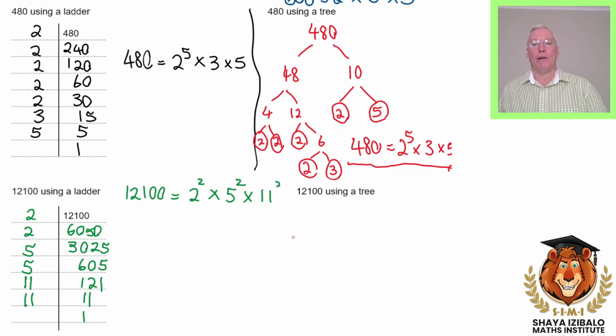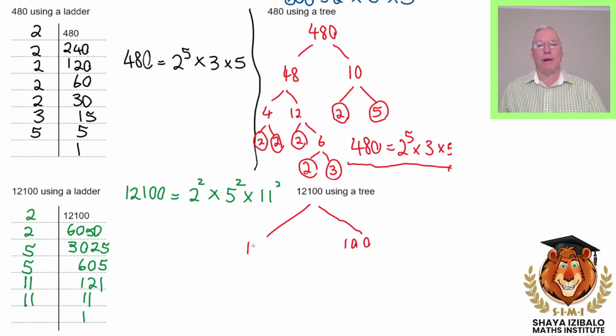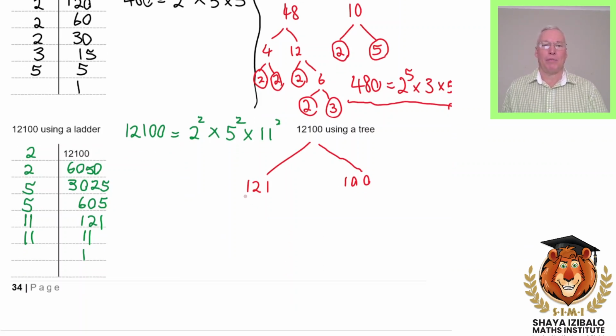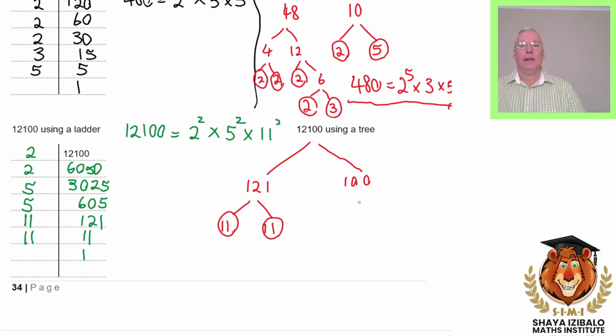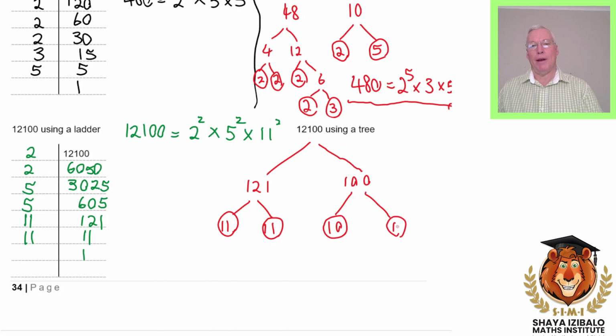I'm going to show you how to do this one using the tree diagram. For me, it's fairly obvious that we could multiply 121 by 100 to get 12,100. Now 121 is not prime, and again, if we know our times tables, then we'll know that that's 11, which is prime, times 11, which is prime. 100 is not prime. 100 is actually 10 times 10. 10 is not prime. 10 is 2 times 5.